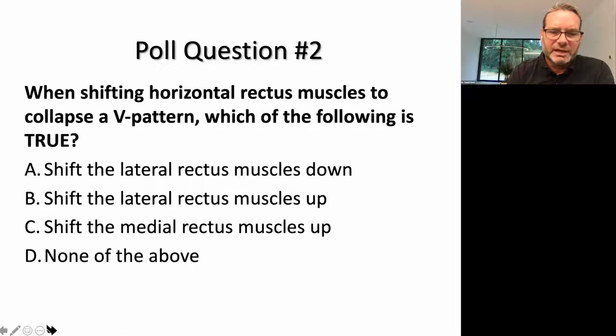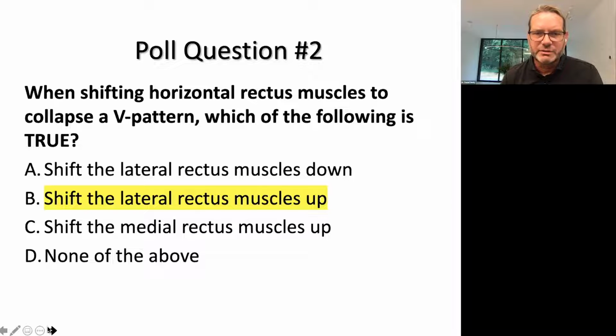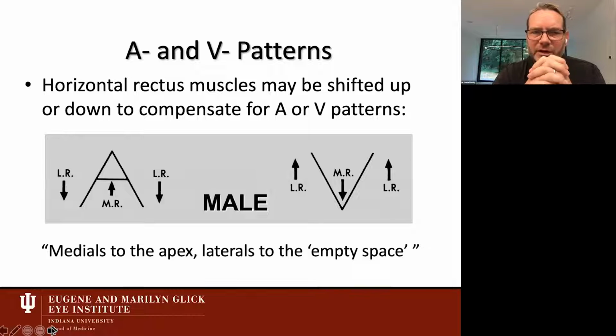So let's look at that. How do we know which way to shift these muscles? It's not necessarily intuitive as you think about it. You might be able to rationalize this or that and think about the mechanics, but we can make it easier than that. You don't necessarily have to even understand the dynamics here. How do we do that? Well, there's this mnemonic MALE, M-A-L-E. What does this mean? It stands for shift the medials to the apex of the pattern and shift the laterals to the empty space of the pattern. So MALE.